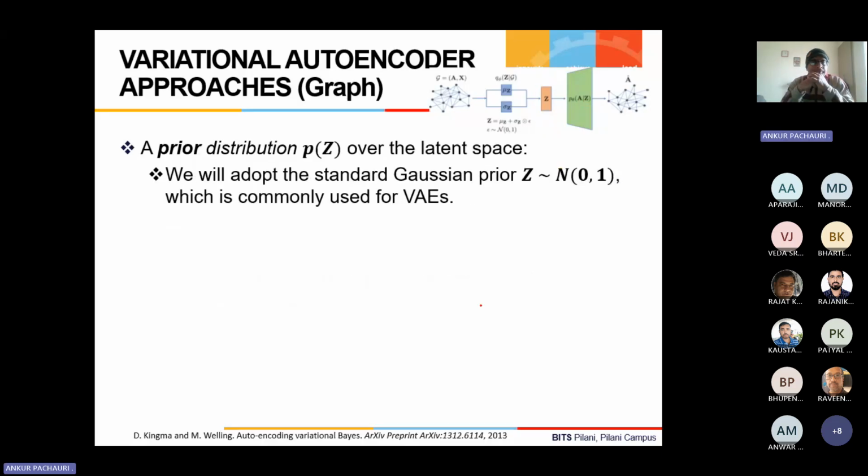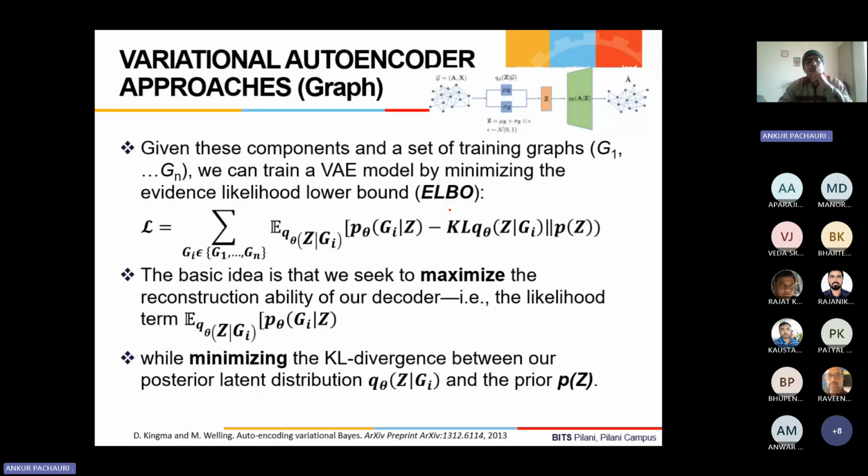And the third thing is the prior distribution. Here we adopt the standard Gaussian distribution. Standard Gaussian means standard normal, with mean equal to 0 and sigma equal to 1, which is normally used in most variational autoencoders.